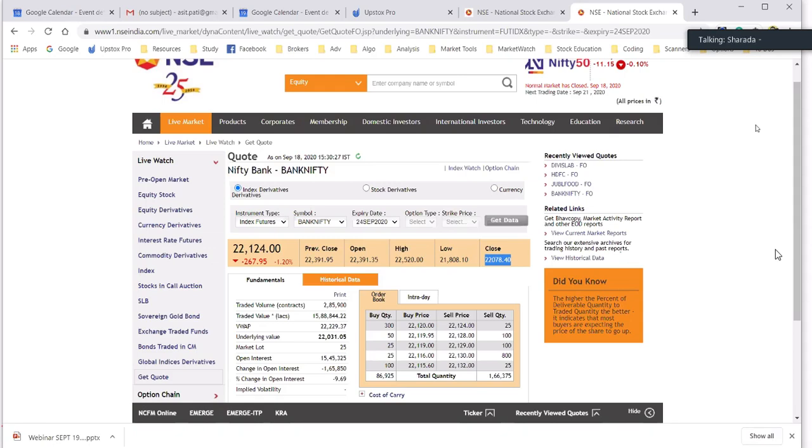100 DMA, like we need to check in 1 day time frame, or which daily time frame will be better? Daily time frame. Daily time frame. Yes, absolutely. Okay.